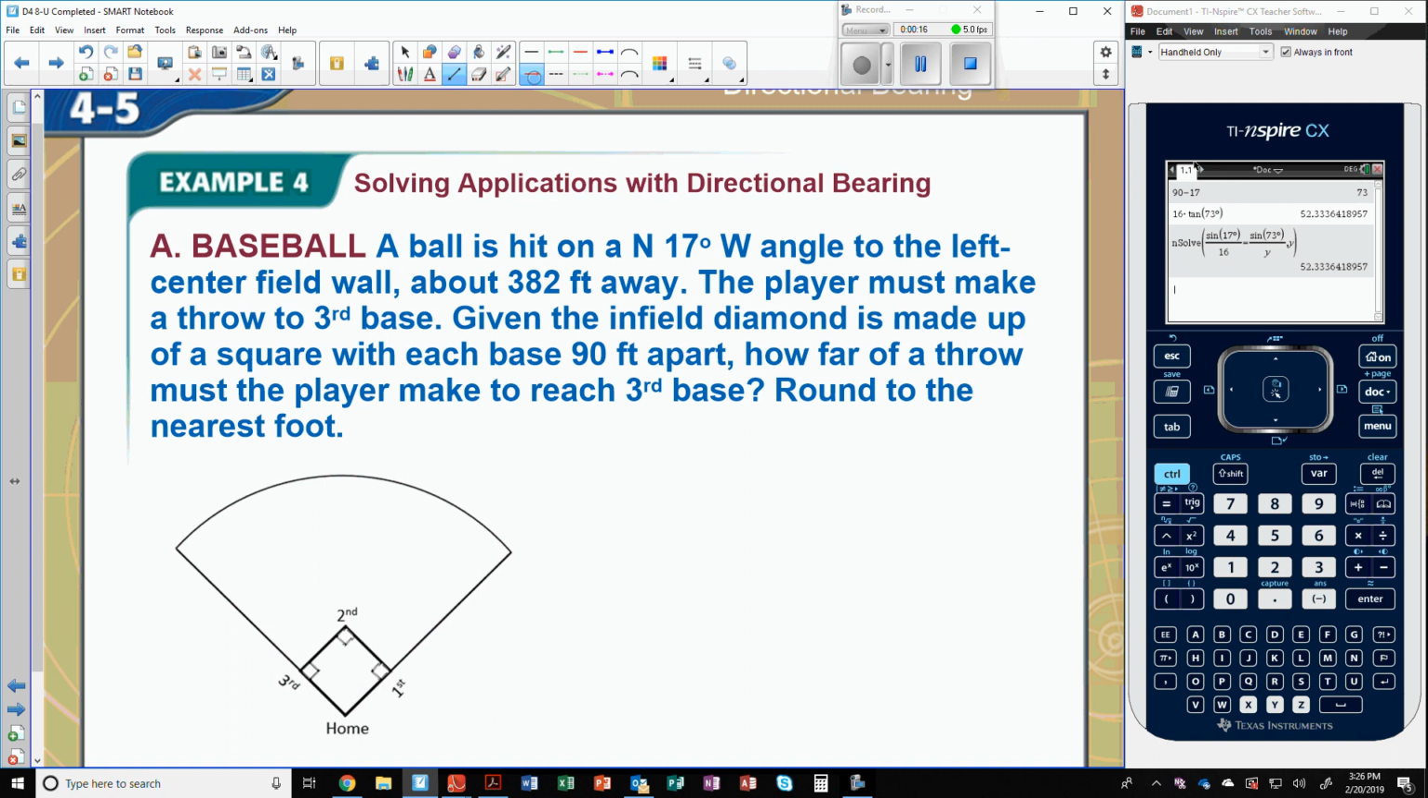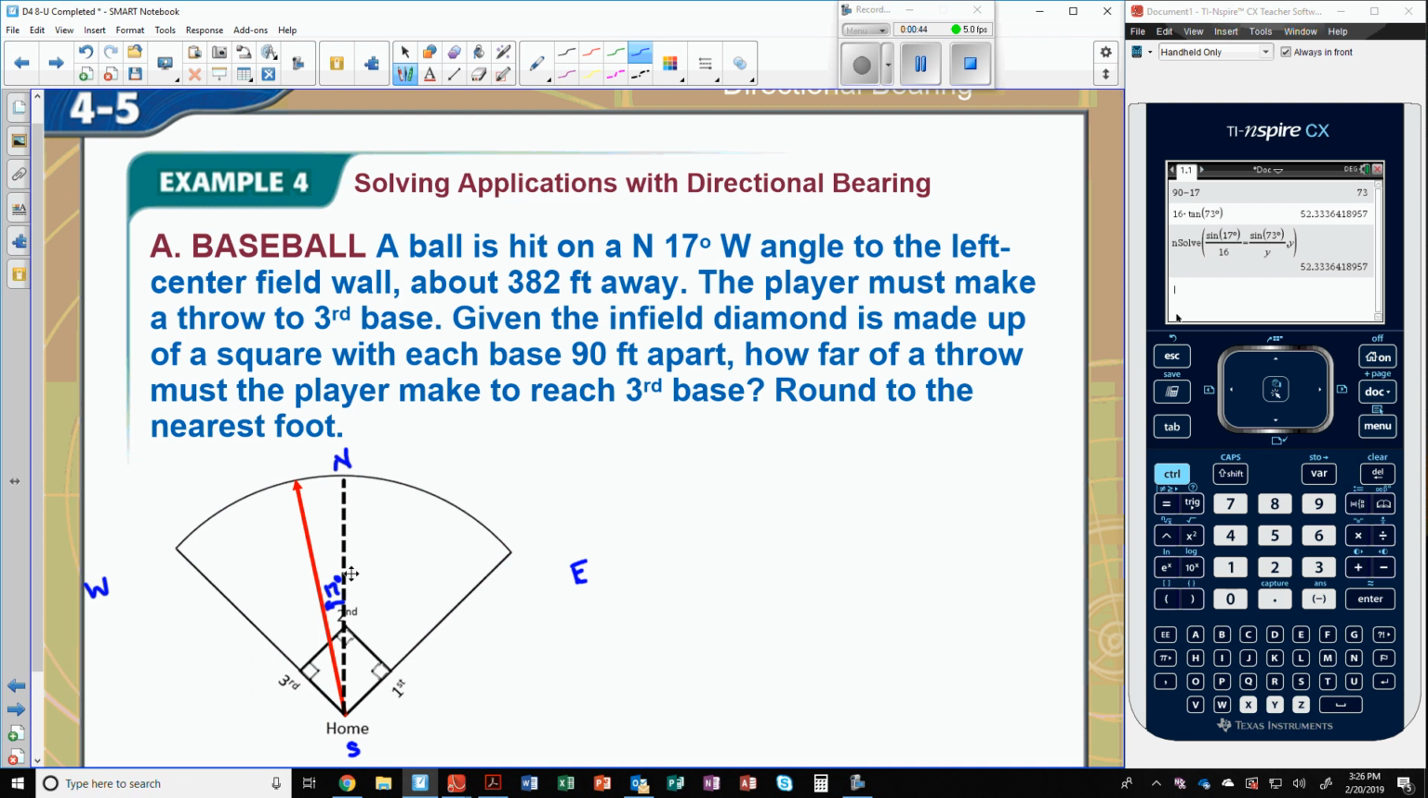A ball is hit on an angle of north, so we're going to assume north is straight ahead like this, to 17 degrees to the west, which might be something like that. I'm going to put a dotted line on here so we can see the angle from the north. We're saying that this is 17 degrees to the west. So this is our north, and this is our west over here. This would be our east, and this is our south.